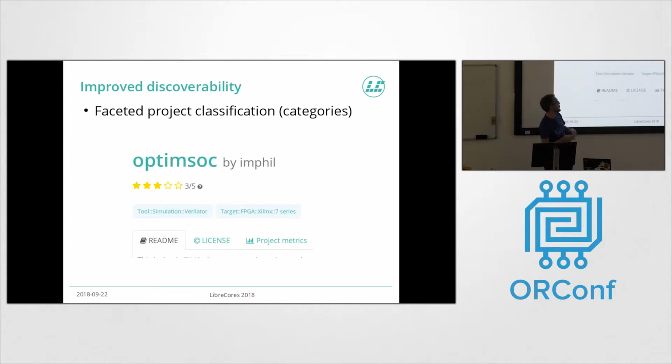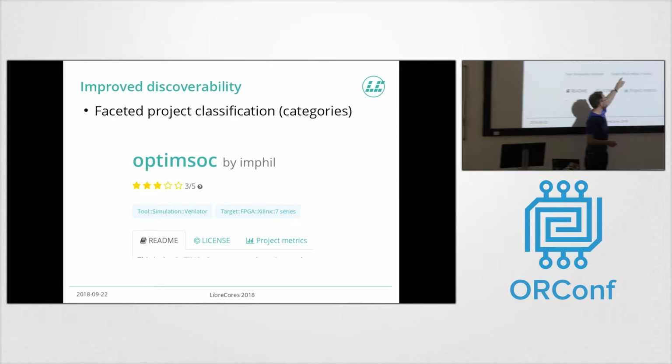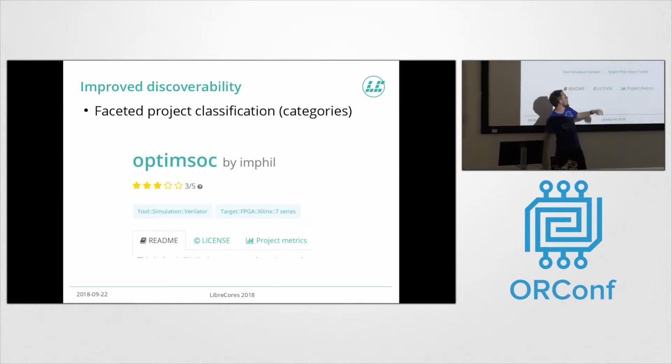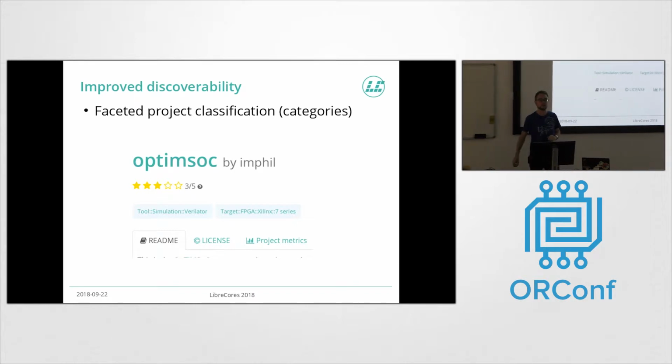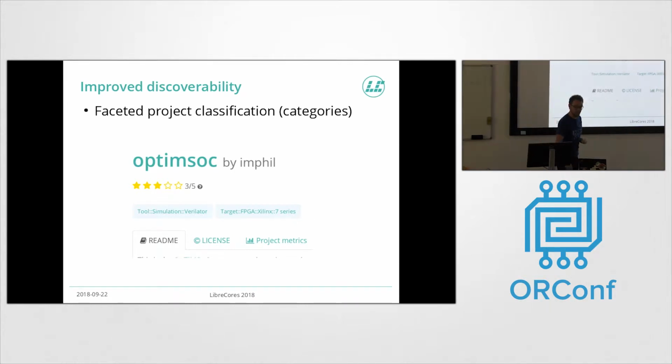We have better project classification. So for those that use PyPI, have seen that before. And what we're looking at is here. So you have this hierarchy. So you have tool, simulation, validator, for example. Or you have a target, FPGA, Xilinx, and 7 series. You have those double colons in between. So you have essentially a hierarchy of tags that you can apply. That's pretty helpful now to search for things like that.